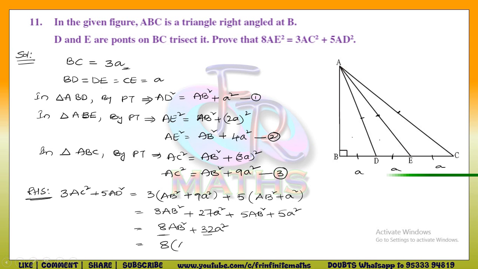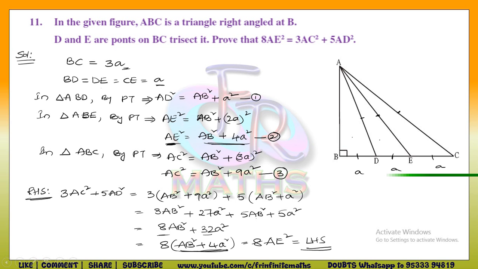So if I take 8 as common, then I can write it as AB square plus 4 times of A square. Now already A means I can consider any of these three parts, right? Otherwise, so AB square plus 4A square. So where can you find this? AB square plus 4A square is nothing but equation number 2, which can be written as A square. Directly I can write it as 8 times of A square, which is nothing but my LHS. So likewise we can prove this question.